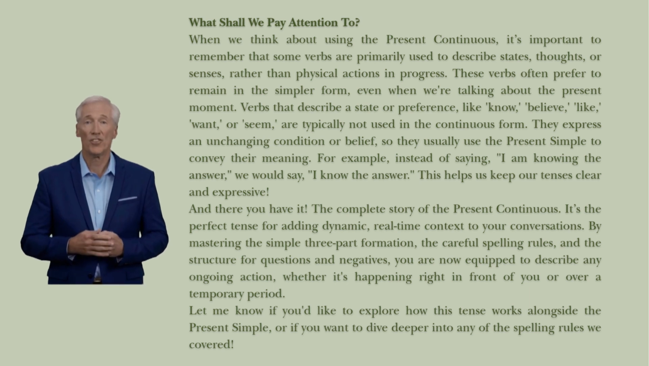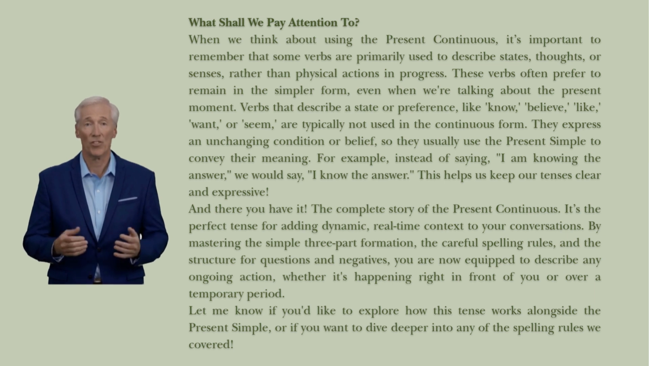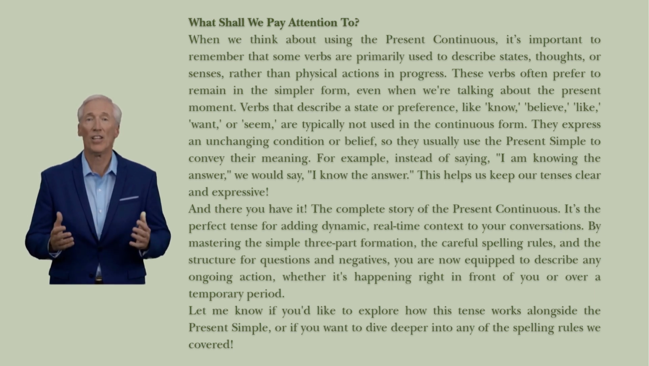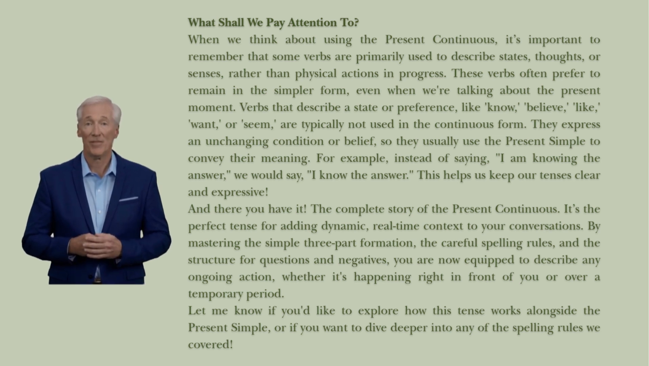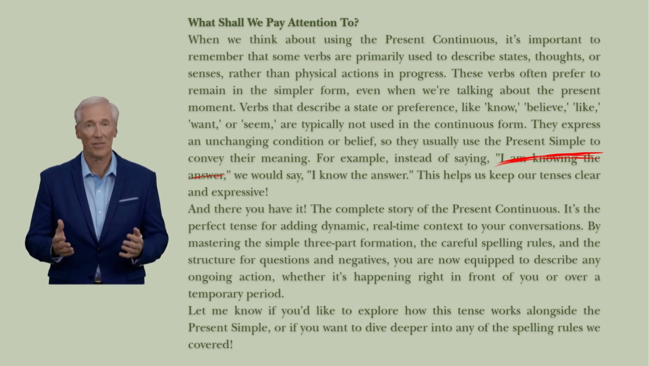Verbs that describe a state or preference like know, believe, like, want, or seem are typically not used in the continuous form. They express an unchanging condition or belief, so they usually use the present simple to convey their meaning. For example, instead of saying, I am knowing the answer, we would say, I know the answer. This helps us keep our tenses clear and expressive.